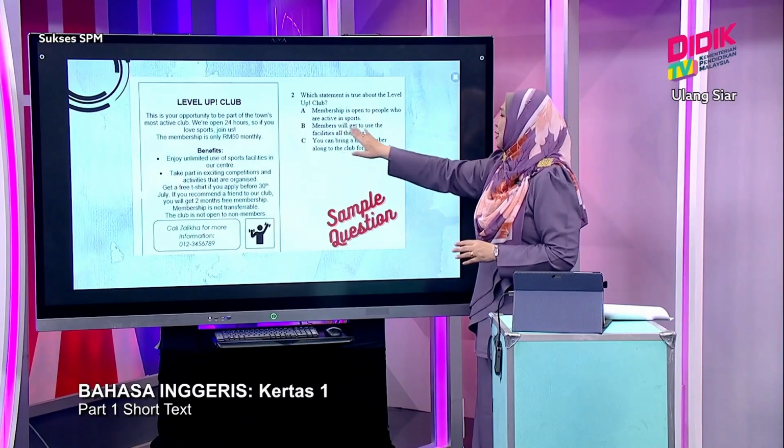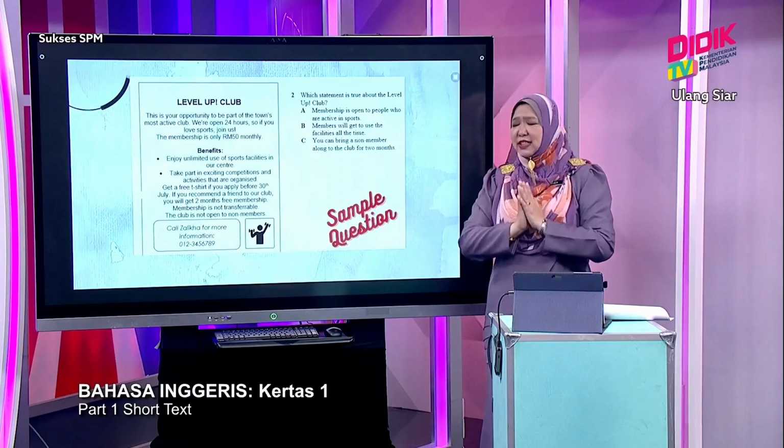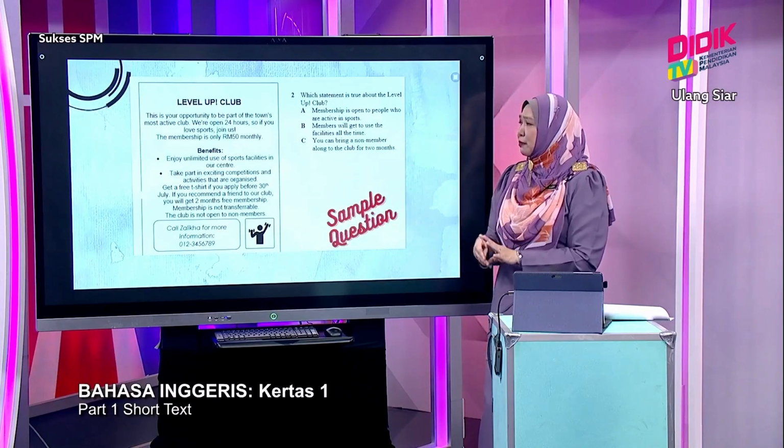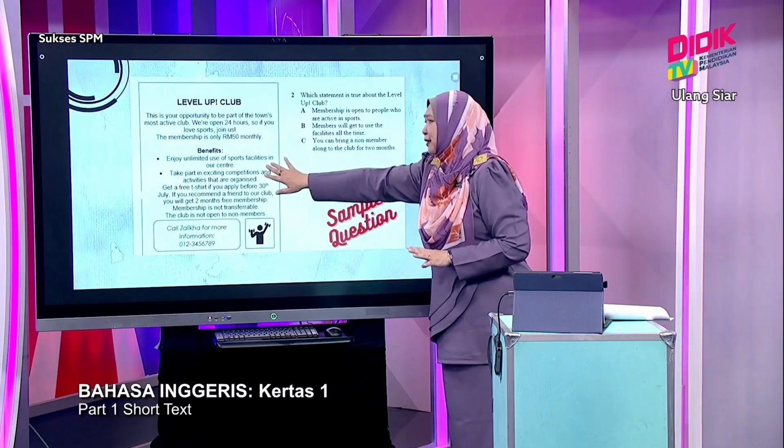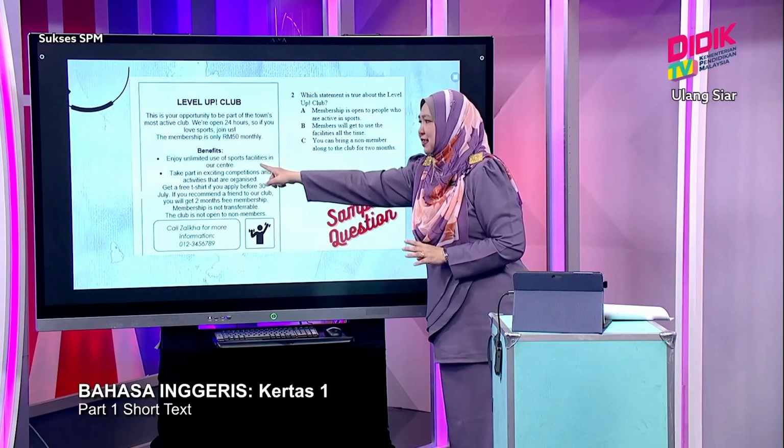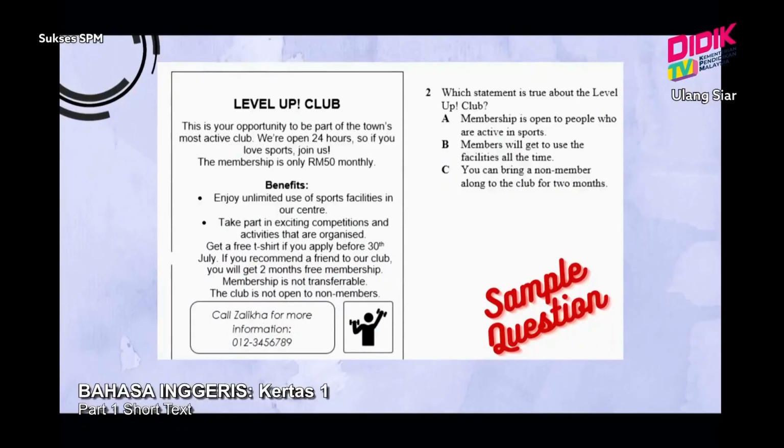Okay, B, members will get to use the facilities all the time. So here, when we are talking about facilities, you look at the benefit. Facilities, right? Enjoy unlimited use of sport facilities in our center. So meaning, you will get to use the facilities all the time. So this is a possible answer.